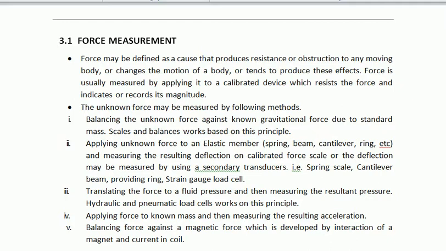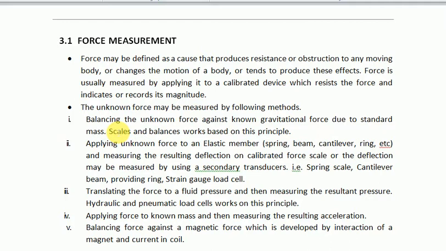Now the unknown force may be measured by the following methods. There are different methods to measure unknown force, because when we are measuring parameters, the known force is already known to us, but if we are measuring an unknown force, how do we measure it? So the first method is balancing.